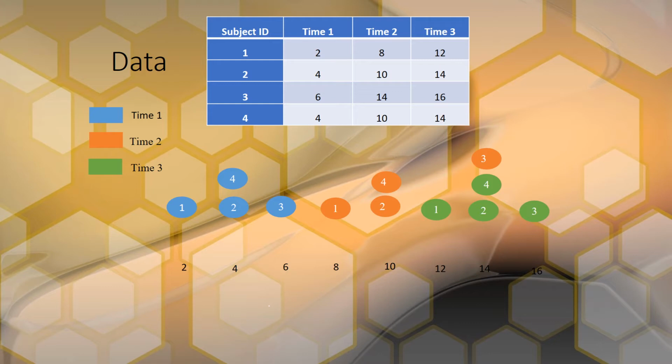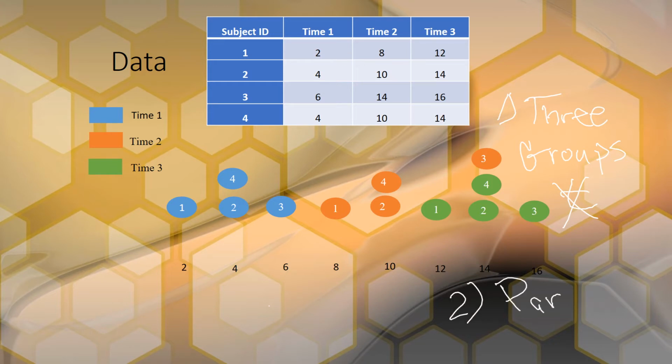And the reasons are: 1, we have 3 groups, so we can't do a t-test. And then we have pairing or repeated measures. So that's why we need to do a within subjects ANOVA.